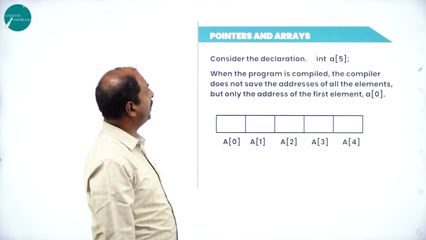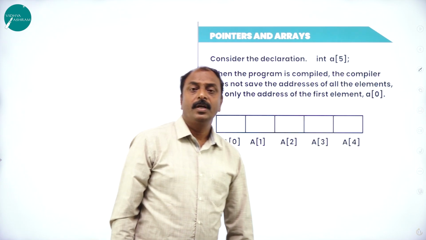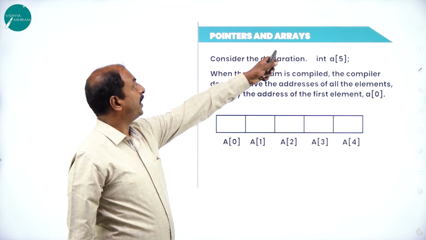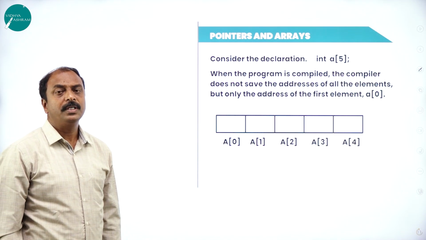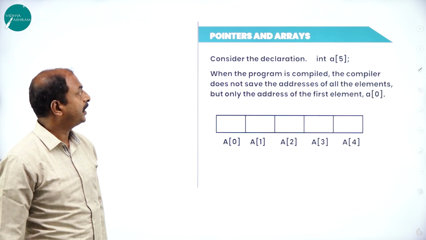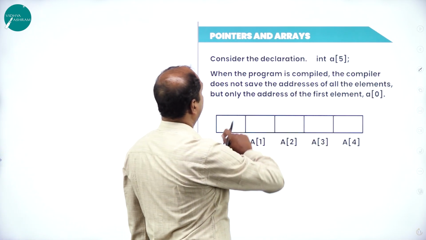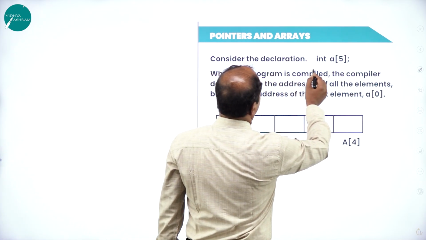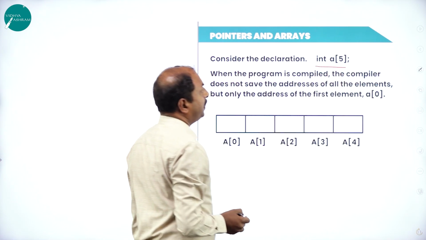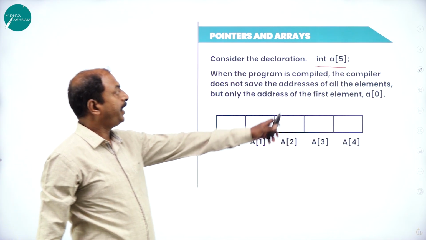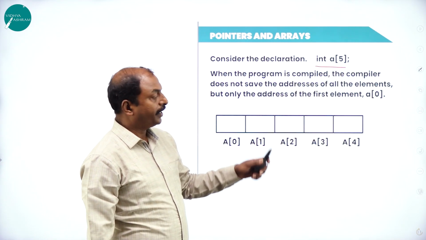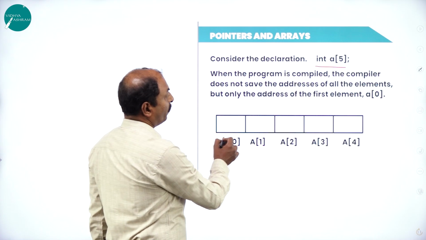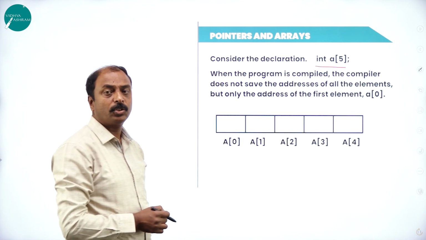Next one is pointers and arrays. Now this is the concept of arrays. You know what arrays are? An array is a group of elements of similar or the same data type. So now look at the example here. The declaration is int a[5]. Here a is the name of the array and its size is 5. Accordingly, it is going to reserve 5 spaces. This is how we assume an array.